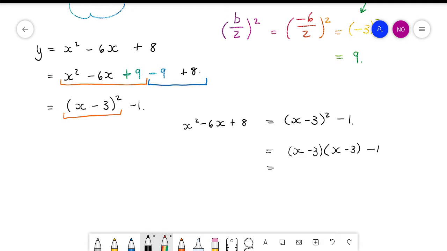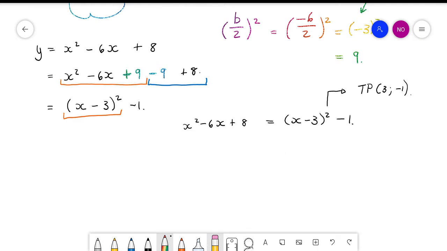So ek sê x maal x is x kwadraat, x maal minus 3 is minus 3x, minus 3 maal x is minus 3x, plus 9 minus 1. Sien julle, dis presies dieselfde ding, it's exactly the same thing. I've just gone and written it different. And what does this help me? What can you immediately deduce from there? The turning point of that parabola will be at 3 and negative 1. Okay. Gaan daai uitvee want dit maak nie saakie.